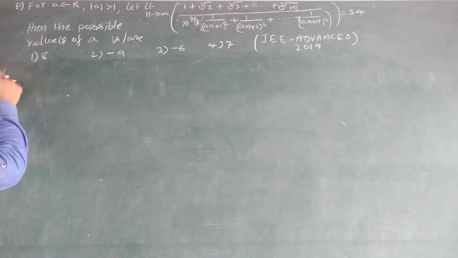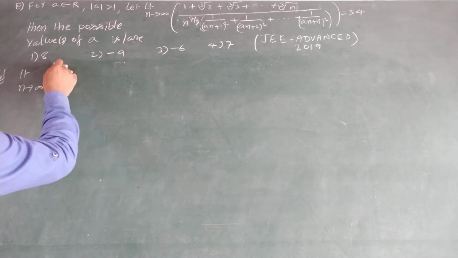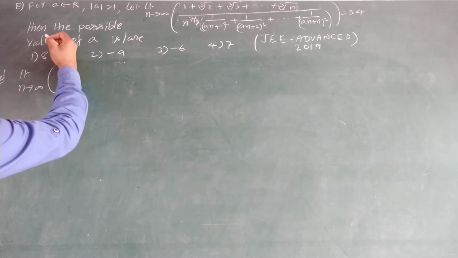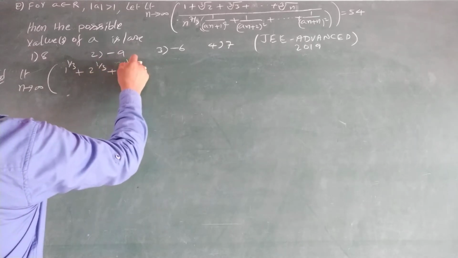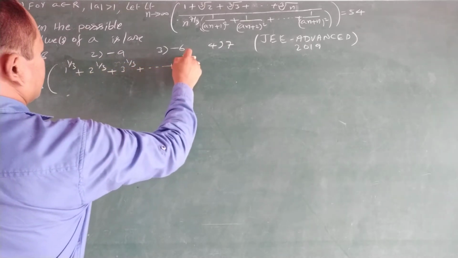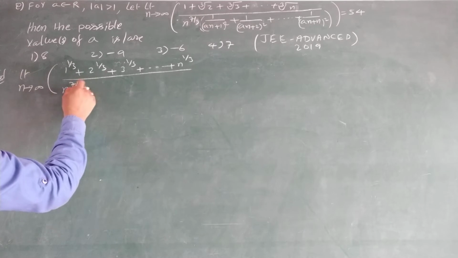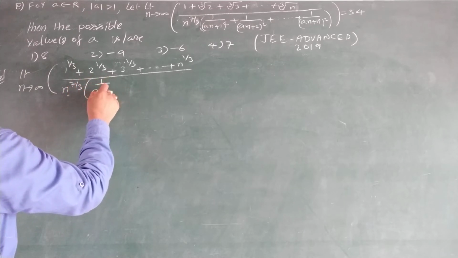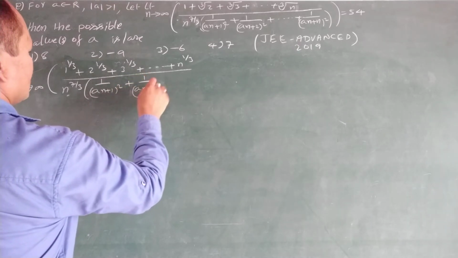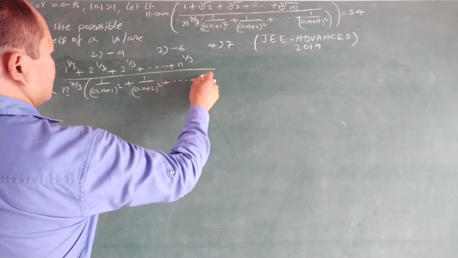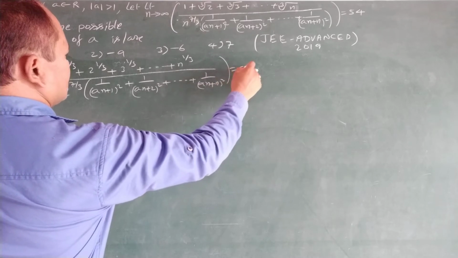Solution for this one. Now take the given series. Limit n tends to infinity of (1^(1/3) + 2^(1/3) + 3^(1/3) + ... + n^(1/3)) divided by n^(7/3) times (1/(an+1)^2 + 1/(an+2)^2 + ... + 1/(an+n)^2) is equal to 54.